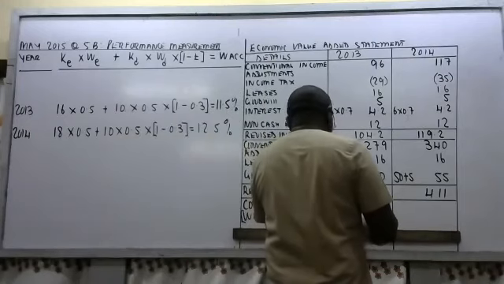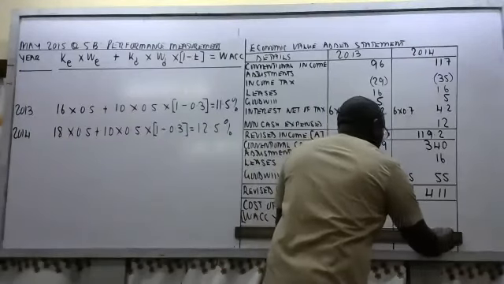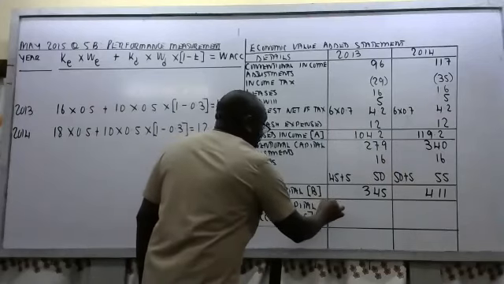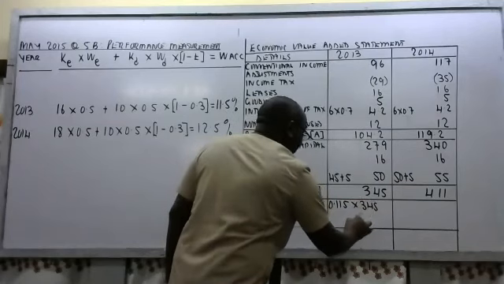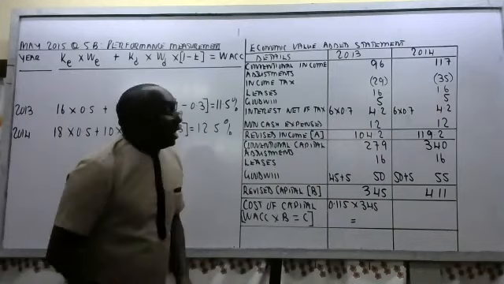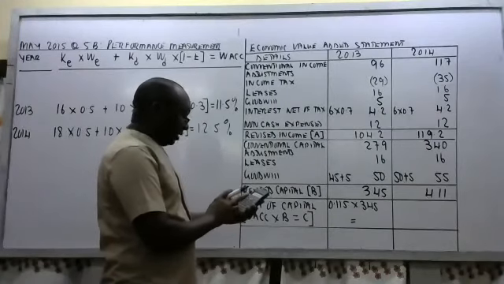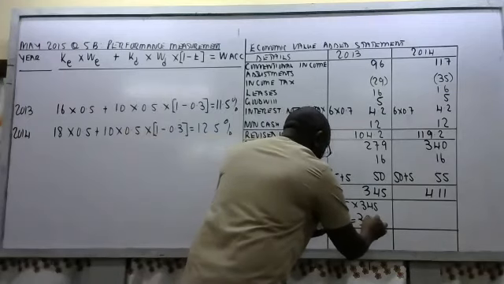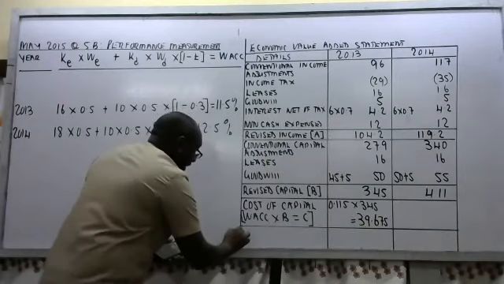WACC, so this one will be 0.115 times 345. That one I can also assist you now. 0.115 times 345 is 9.675. And I can also get EVA.